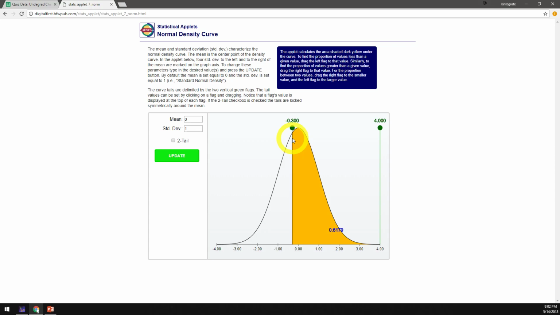So we are there. We can say about 60% of individuals, or 0.596, or if we're rounding to the hundredth, 0.60, of individuals fall above negative 0.243 standard deviations below the mean.